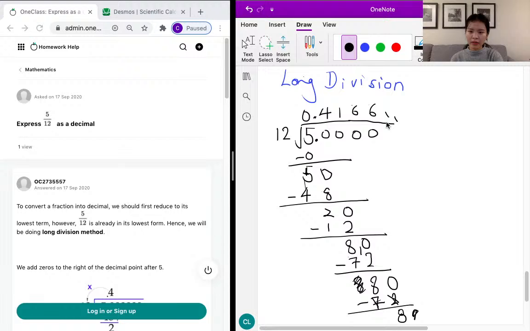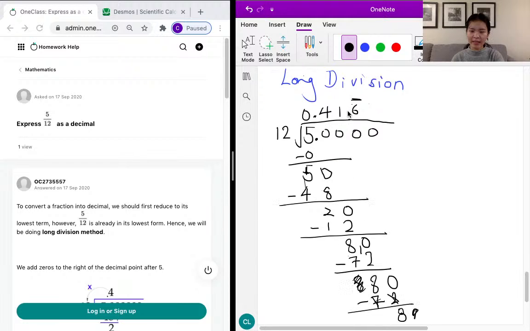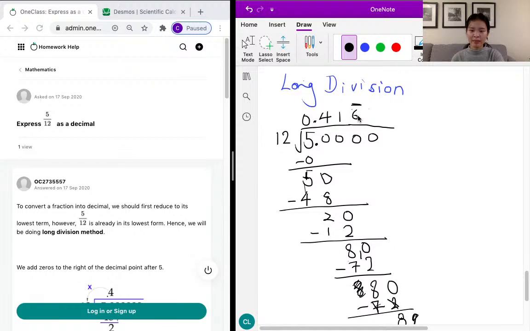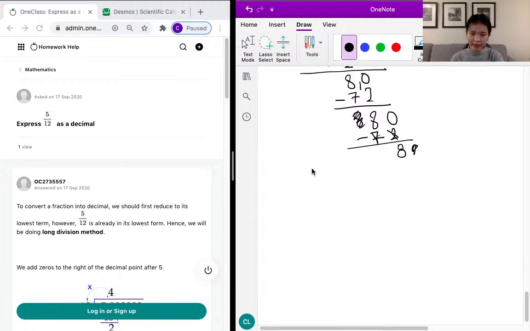So what we do here is that we know the decimal that we're converting this number to goes on forever. So in this case, we just put a horizontal line on top of the number that's repeating. In this case, the 6 is the number that's repeating. So we just write our answer as 0.416 with a horizontal line on top of the 6, symbolizing that the 6 kept repeating infinitely.